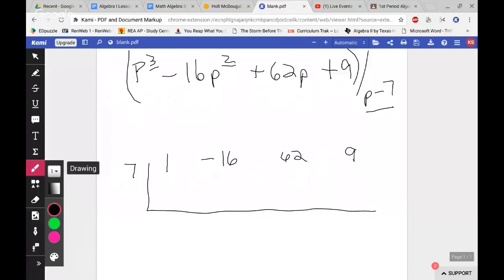All right, back to synthetic division. So exciting, isn't it, Walker? Yeah, math. Yes. Yay. Yay, math.